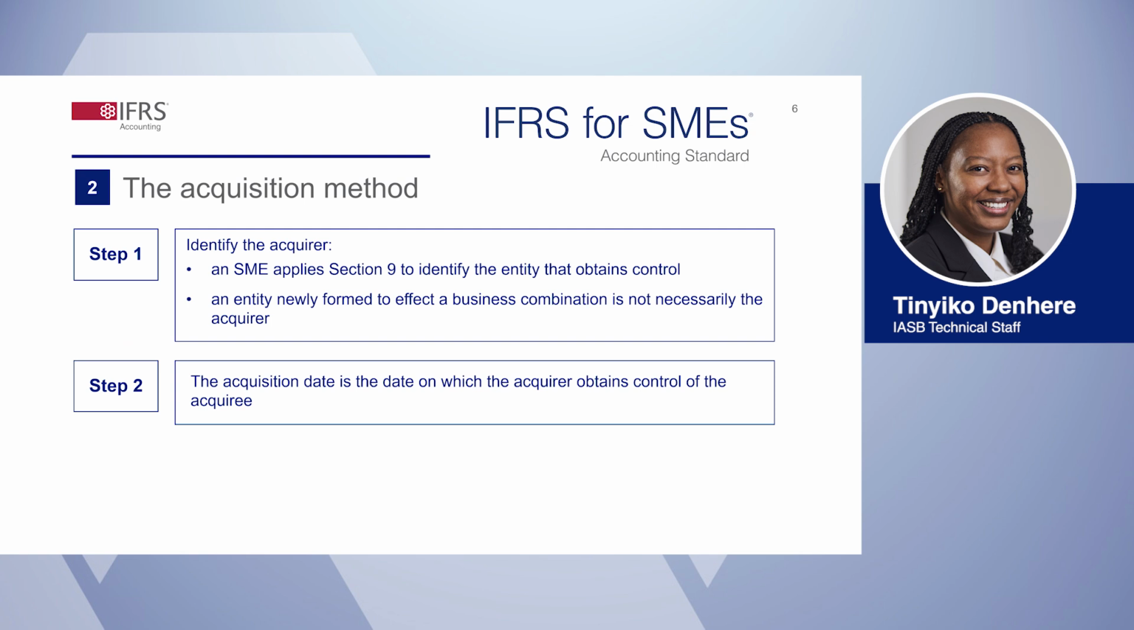In other words, the entity that obtains control of another entity or entities. Section 9, Consolidated and Separate Financial Statements, defines control, and the educational module on Section 9 provides further guidance and examples on control. If the SME is not able to clearly identify the acquirer after applying Section 9, then it shall look at the appendix to Section 19 that provides further guidance.